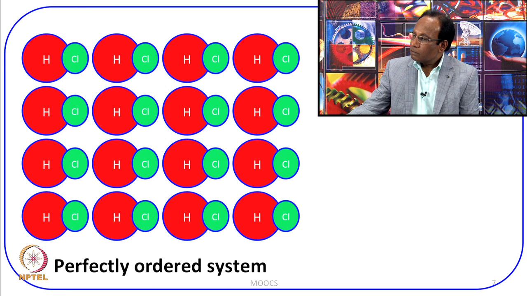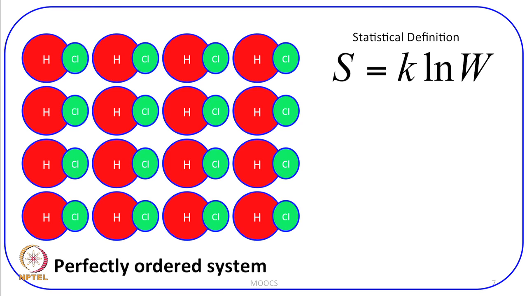As will be shown later on, the statistical definition of entropy is S equals k log W, where k is the Boltzmann constant and W is the statistical weight of the system corresponding to the most probable configuration.